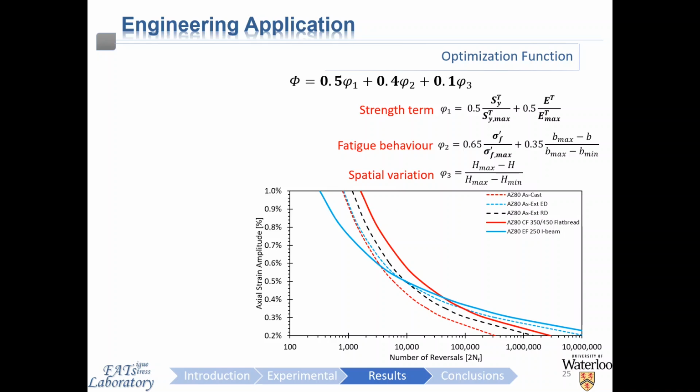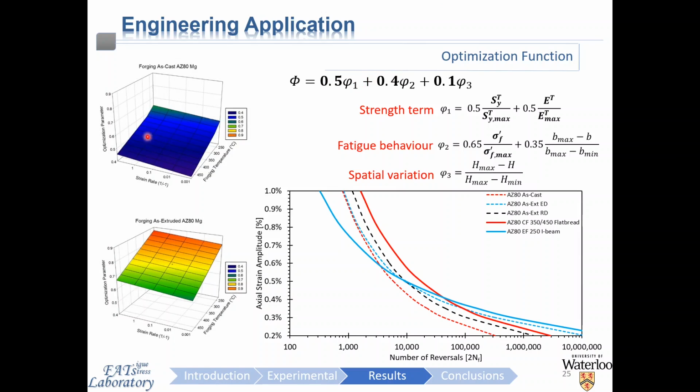So now calculating the magnitude of this objective function shown up here for all the investigated processing conditions, the following surface plot can be generated for as cast AZ80 magnesium and as extruded AZ80 magnesium that was then later forged for both cases. Once again, a value of 1 on this surface is technically considered to be optimal. So we have strain rate on one axis, forging temperature on another axis, and optimization parameter on the z-axis, which is effectively representing how optimal that particular forging condition is.